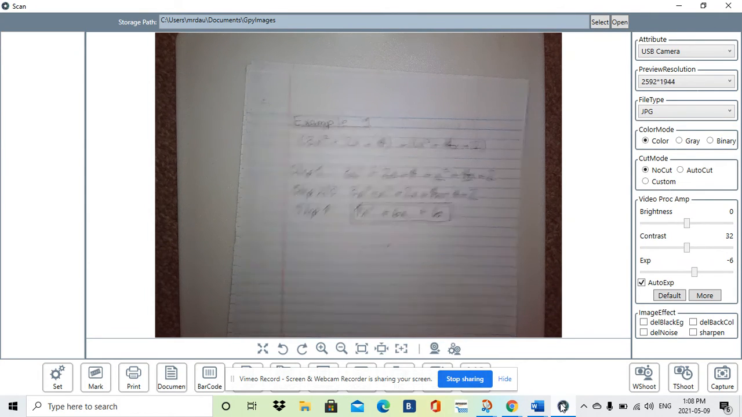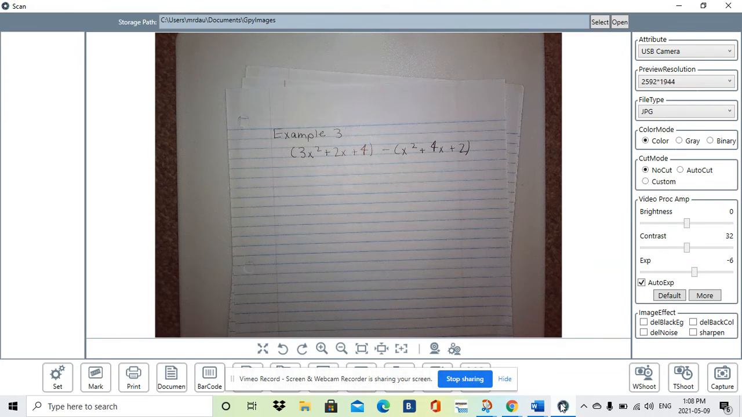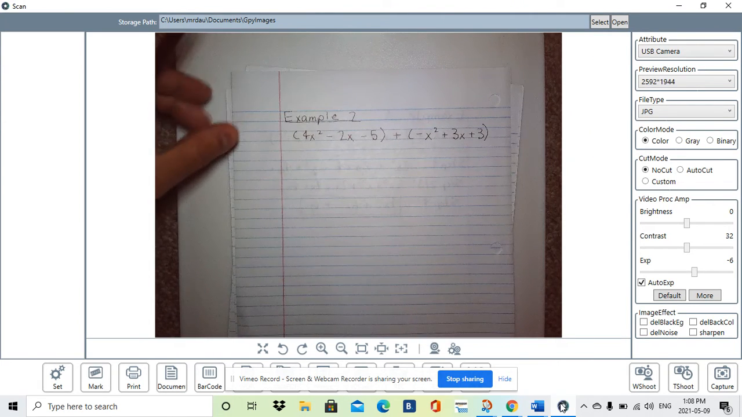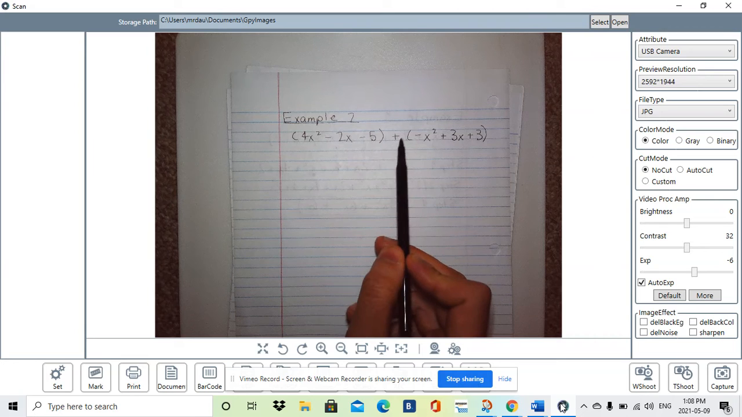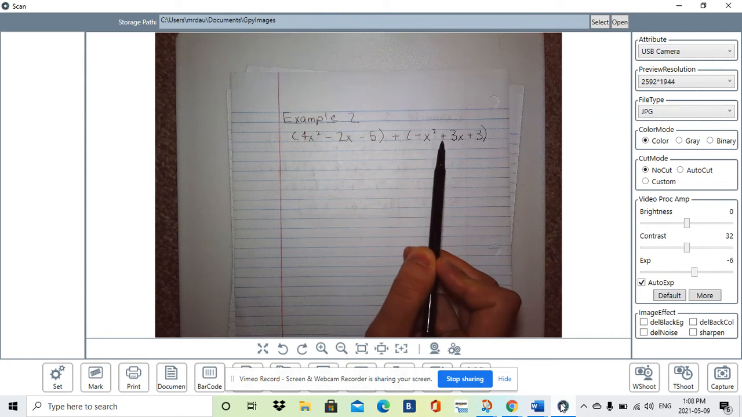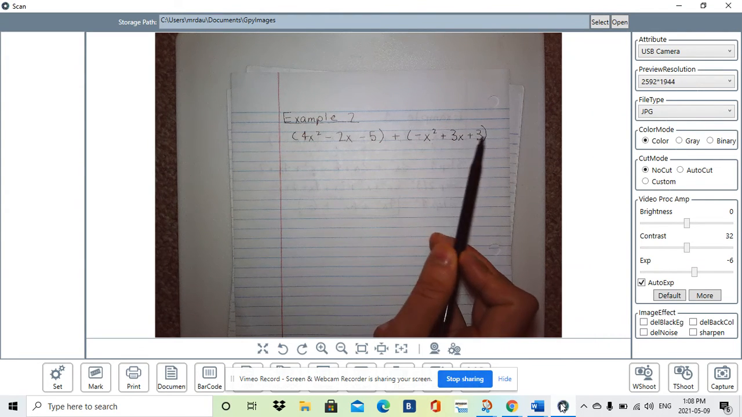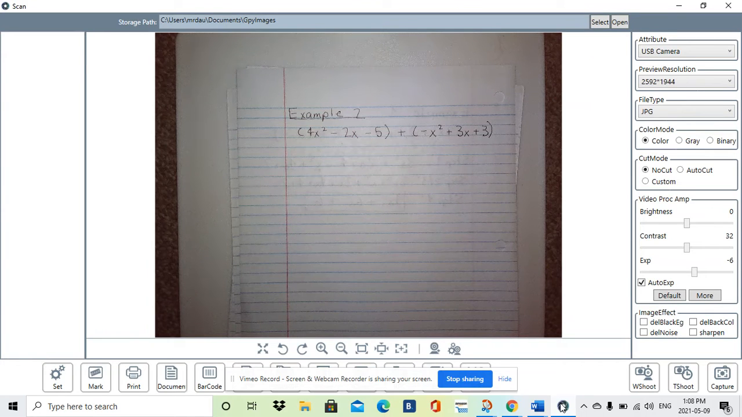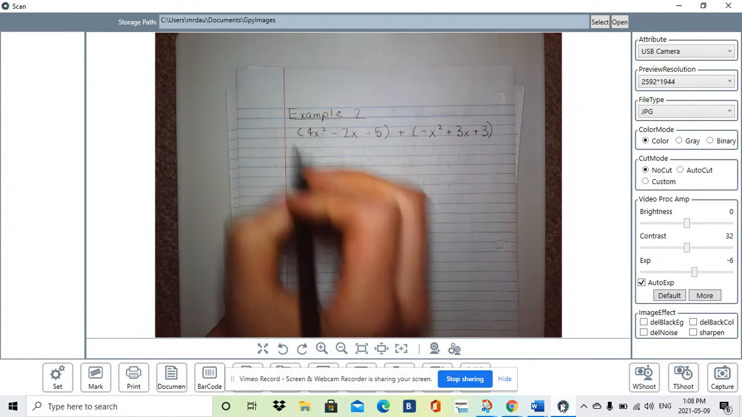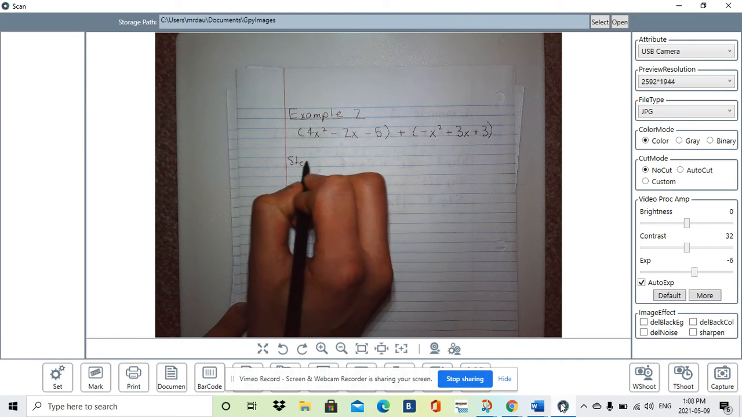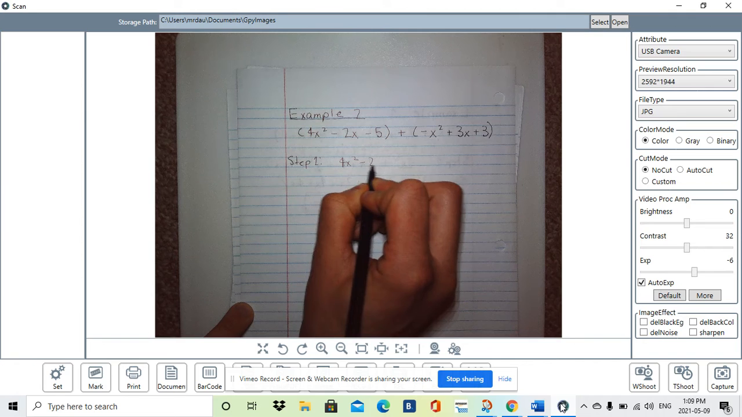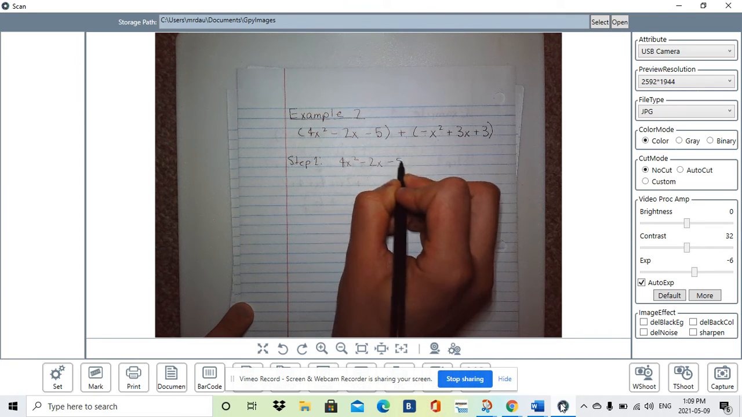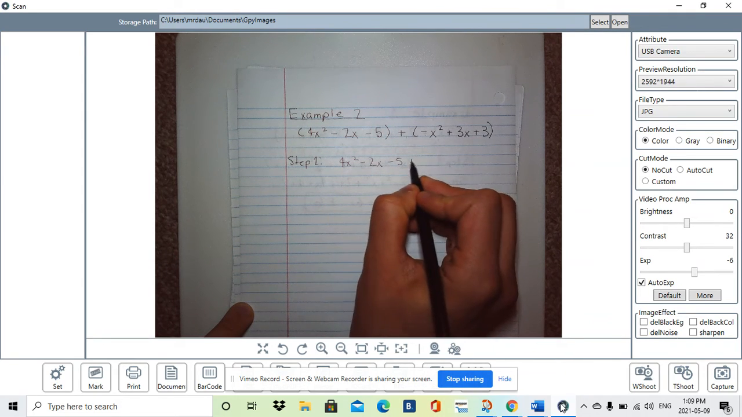Okay, let's do one more example. Let's do example 2. Let's do 4x squared minus 2x minus 5. That's one polynomial, and there are brackets surrounding it, plus negative x squared plus 3x plus 3. Okay, so step 1, we remove the brackets. So we've got 4x squared minus 2x minus 5. We remove the brackets again, so we've got plus negative.